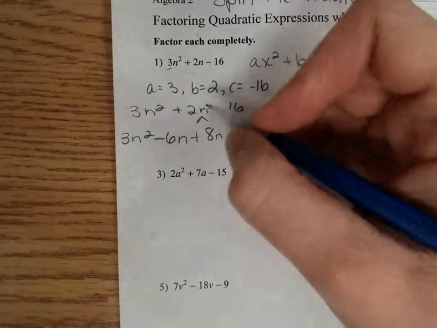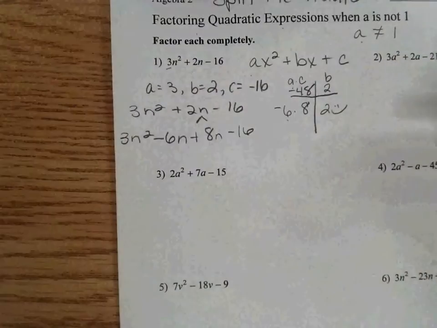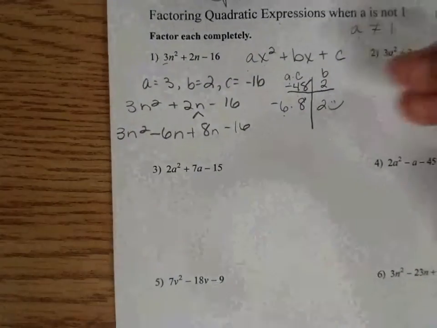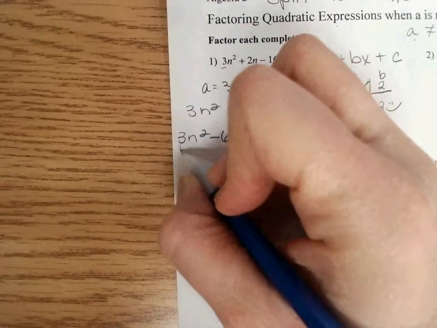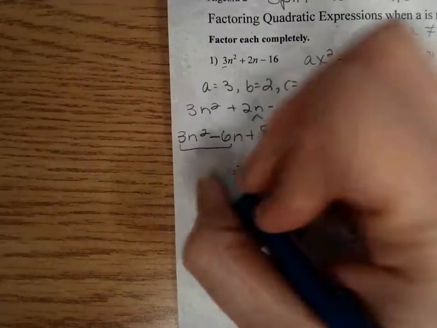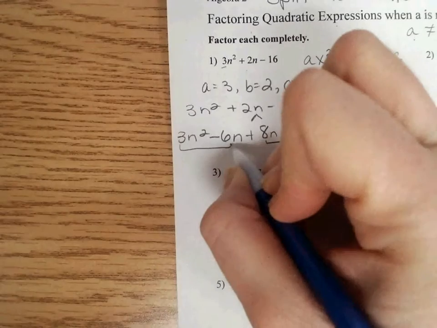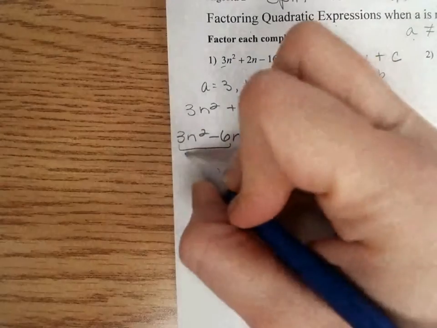And now I have 4 terms, and that should look familiar. This is now factoring by grouping. So we can look at this as 2 groups, where we factor out the GCF of 3n squared and 6n, that's going to be 3n.